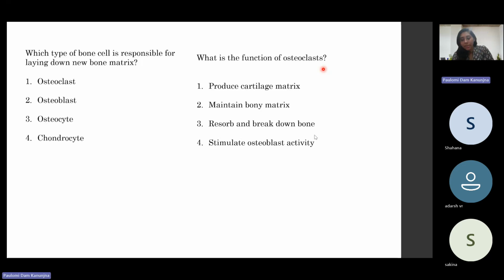I will wait 1 minute here and then move ahead. We have been discussing osteoblast so far, so that should be easy. What is osteoclast?